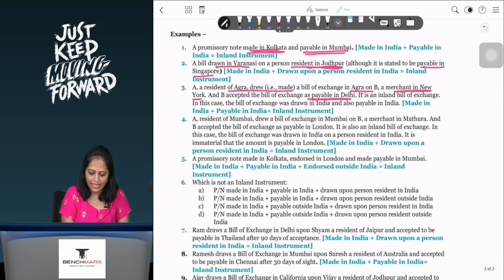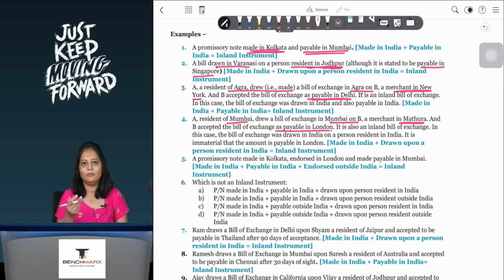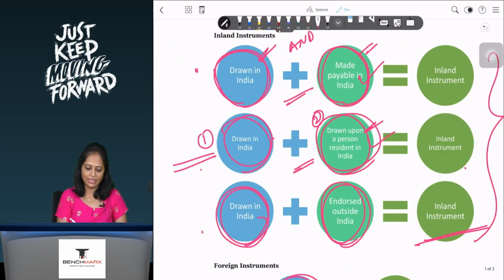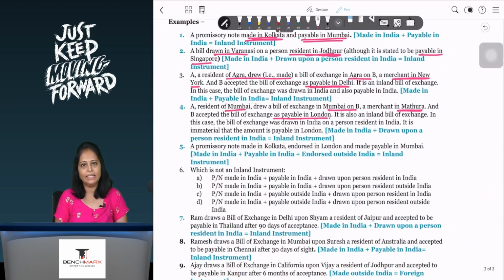So it will become an inland instrument. Then A, resident of Mumbai, drew a bill of exchange in Mumbai on B, a merchant in Mathura. So both are in India and B accepted as payable in London. But the fact that it has been made in India upon a person resident in India, condition number 2 is satisfied, and hence it will be called an inland instrument.